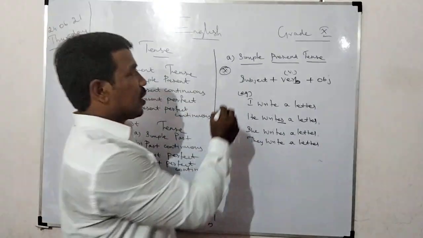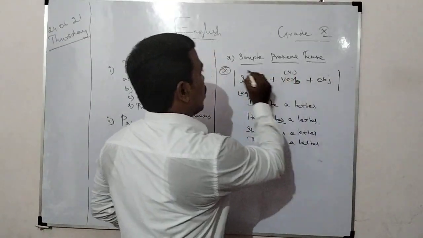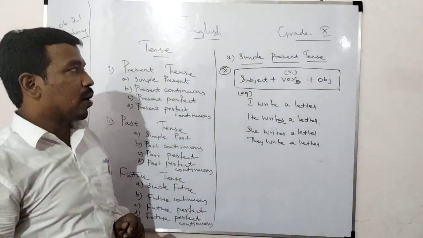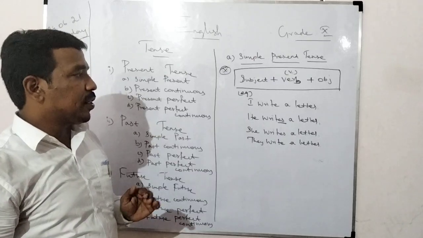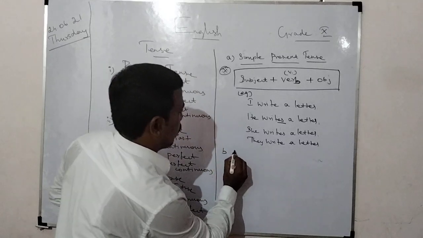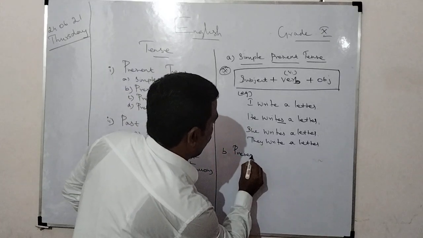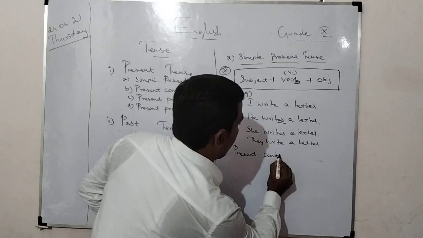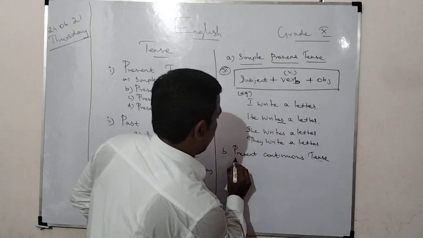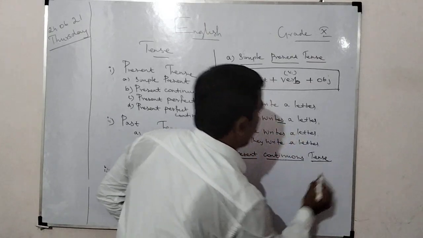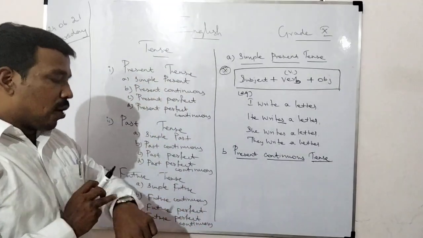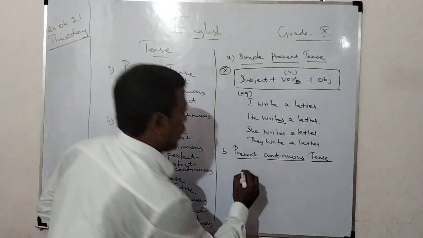So the structure is like this. What is the structure? Subject, base form of verb plus object. This is very, very important. This is the simple present tense. Take it down fast. Take down first: subject, base form of verb plus object. Okay, next, present continuous.